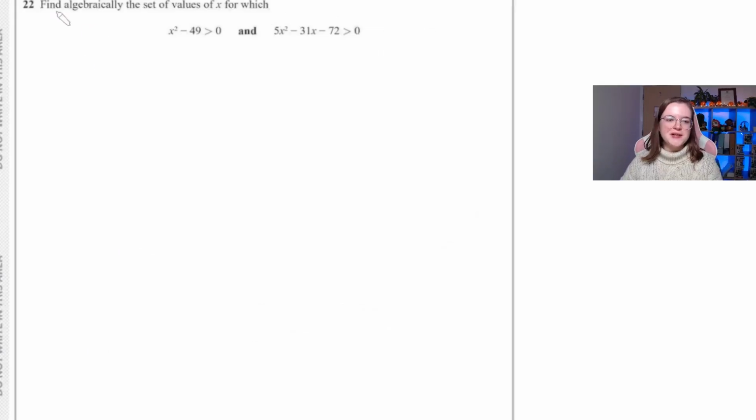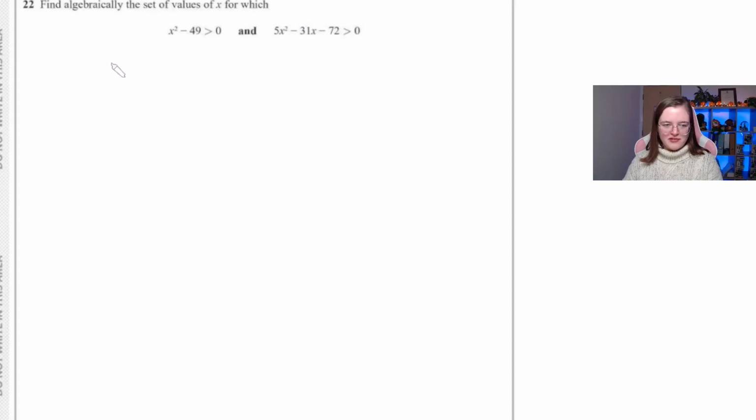Question 22, find algebraically the set of values of x for which x squared minus 49 is greater than 0 and 5x squared minus 31x minus 72 is greater than 0. Okie dokie then, so I'll do this one first. I'm going to factorise both of them, maybe use a formula for this one because it's a bit big for factorising, but see when I get there.